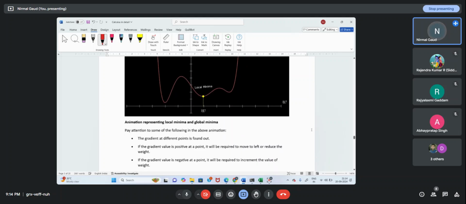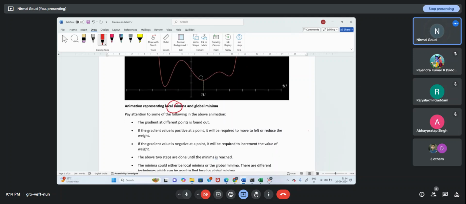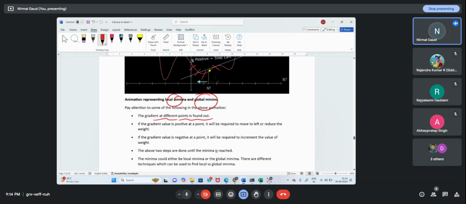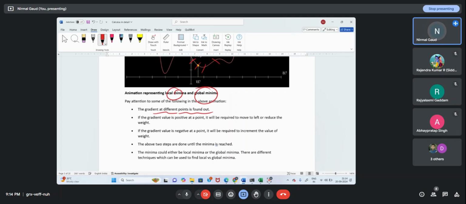So this animation represents local minima and global minima. The gradients at different points are found. You can take the gradient here, here, here. Find the gradients at different points. The gradient is calculated. So it is required to move to the left, to reduce the weight. Okay, it is to reduce the weight.